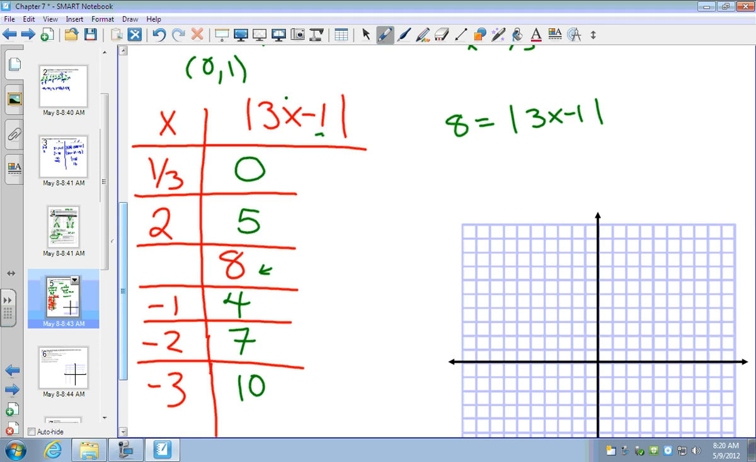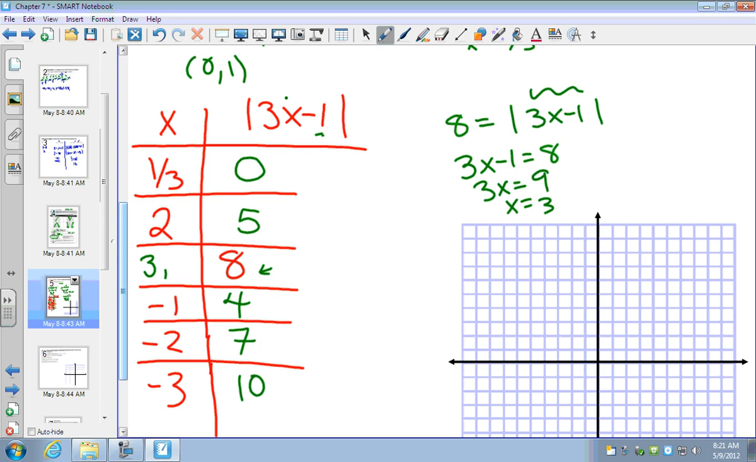So first of all, if this whole part was positive, then we would have 3x minus 1 is equal to 8. 3x is equal to 9, x is equal to 3. So one answer here is 3. Okay, but there's another answer.